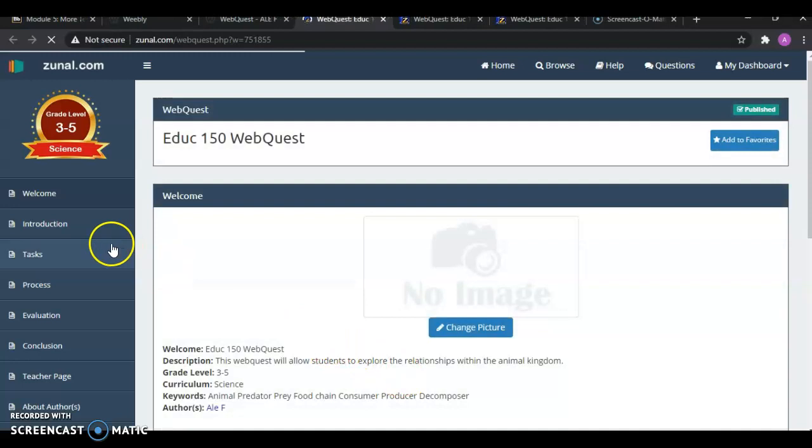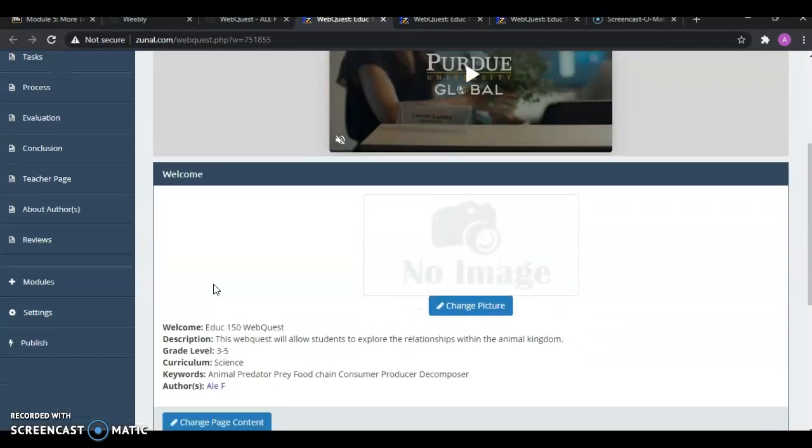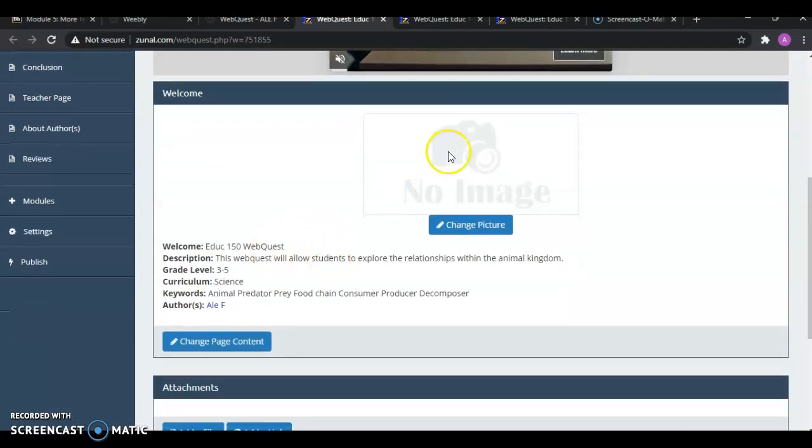Here is my Webquest. I had a lot of fun putting this together. I kind of took it in a different direction. I was not able to attach any images for some reason. It wouldn't let me, it wouldn't hold any of them. So that's why there aren't any pictures for the Webquest.